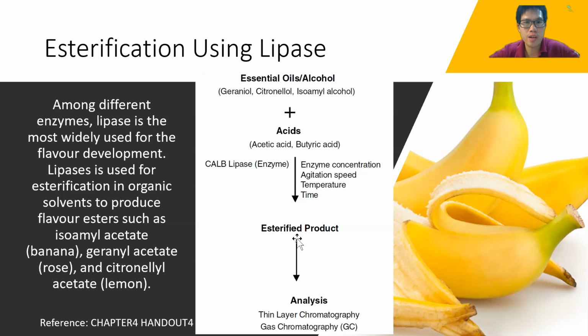So the esterified product should give you the flavor: banana flavor, rose flavor, lemon flavors. All these flavors can be further identified or tested to make sure that the flavor component is there, using the GC method, the one I talked about in part 1.